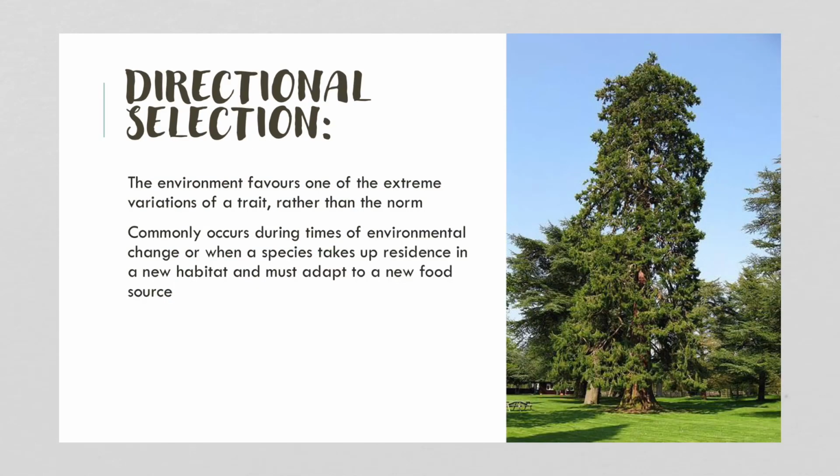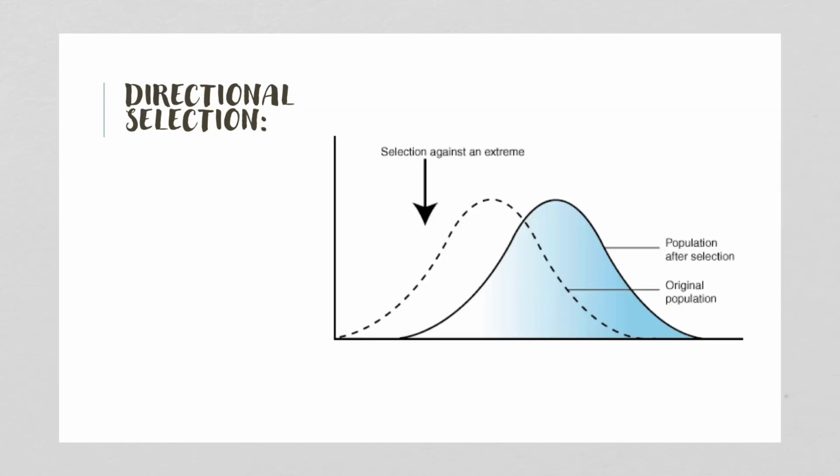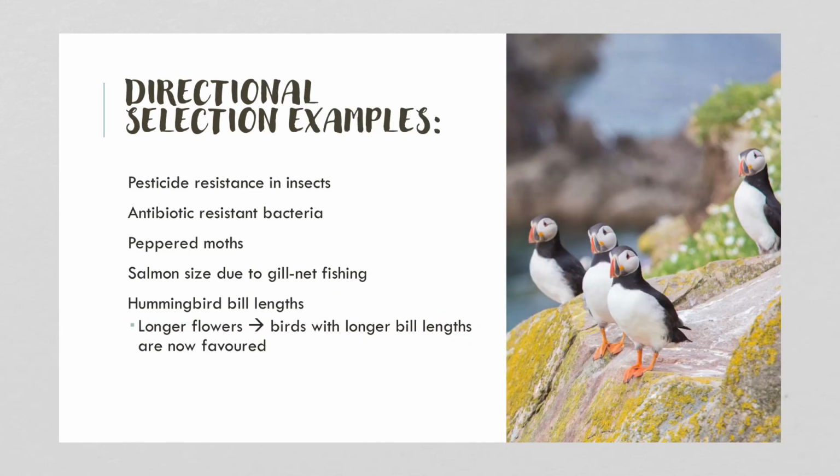In directional selection, the environment favors one of the extreme variations rather than the norm. This commonly occurs during times of environmental change or when a species takes up residence in a new habitat and might need to adapt to a new food source. So the graph would look something like this. This was our original here. And then over time, everything was being favored to one of the extremes.